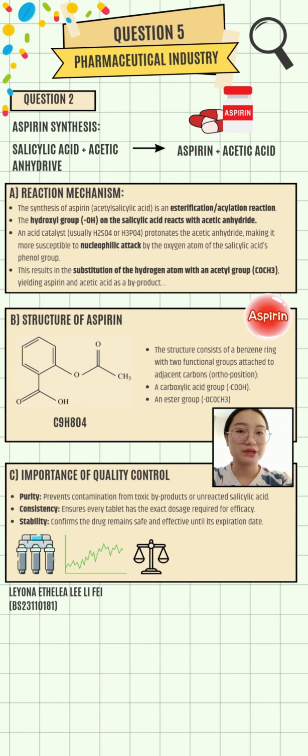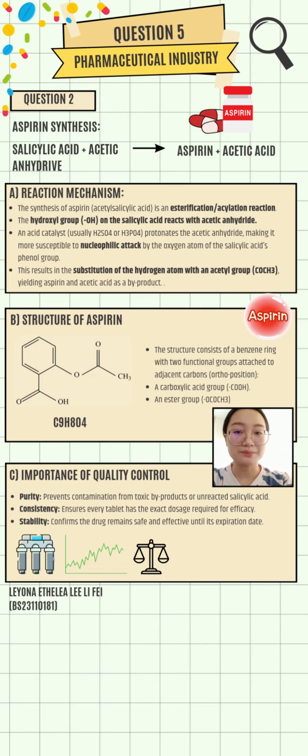So A, reaction mechanism. The synthesis of aspirin is an esterification reaction. The hydroxyl group on the salicylic acid reacts with acetic anhydride, and an acid catalyst, usually sulfuric acid, protonates the acetic anhydride, making it more susceptible to nucleophilic attack by the oxygen atom of the salicylic acid phenyl group. This results in the substitution of the hydrogen atom with an acetyl group, yielding aspirin and acetic acid as a byproduct.